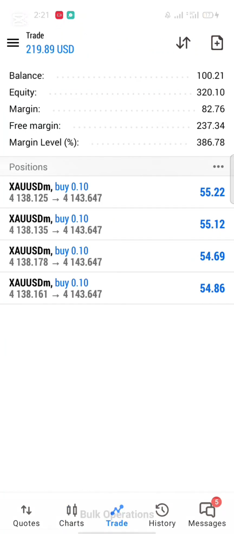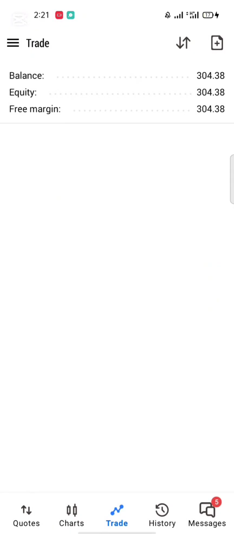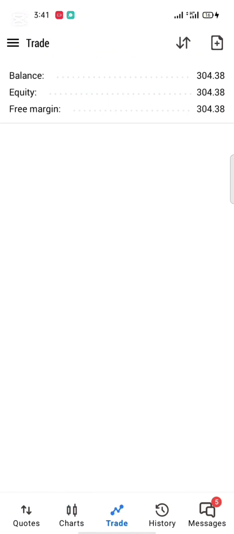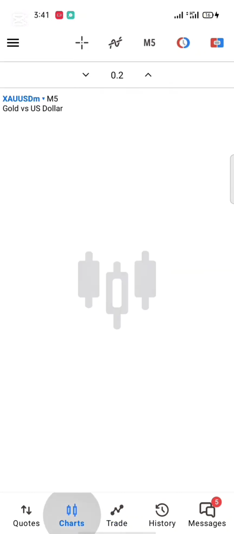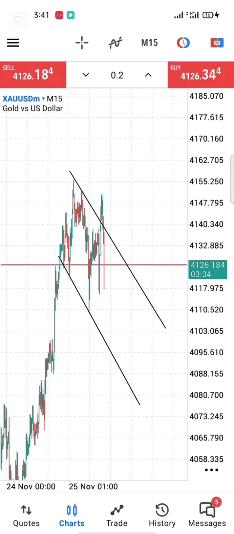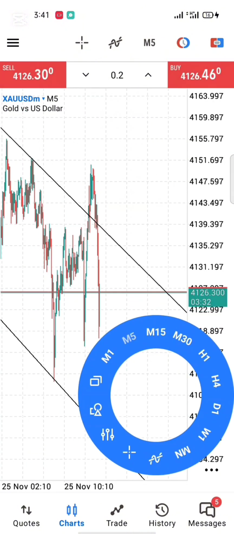Currently I'm closing our trade in profit. Currently we're up in $304.38 to a mighty height. With a balance of 304.38, we're buying more XUSD just now because it's so down from here. We enter and buy massively because there's a very strong zone at this point.